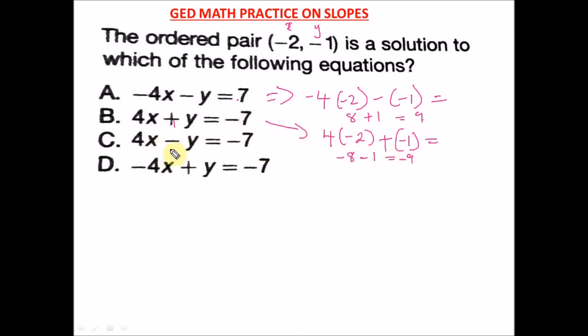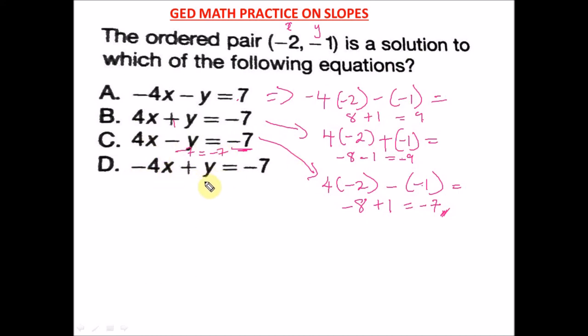Let's try option C. So we have 4 bracket, this is option C, bracket minus 2, bracket minus 1, okay? Y is minus 1, don't forget. So here we have 4 times minus 2, we have a minus 8. Minus times minus will give us a positive 1. Okay, and what is minus 8 plus 1? That will give us what? A negative 7. So you can see this is the answer because we have a negative 7. So this is a negative 7 equal to a negative 7. So this pair is a solution to this equation.